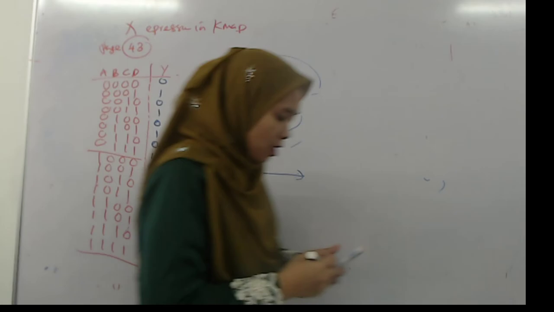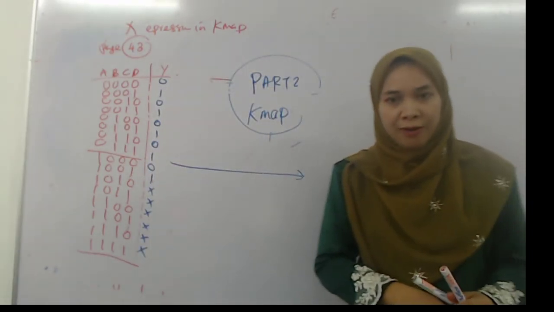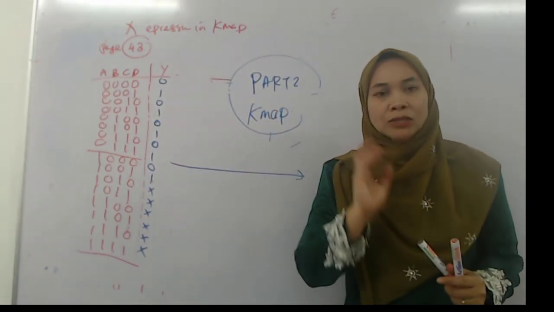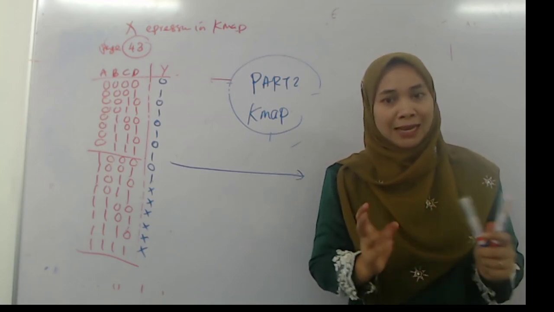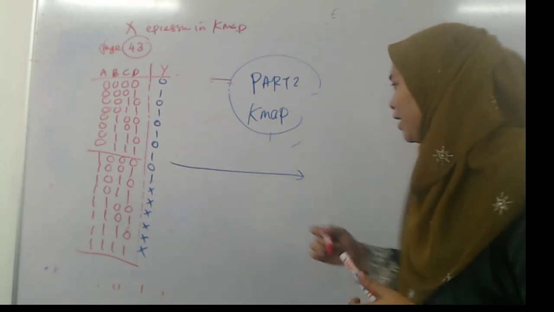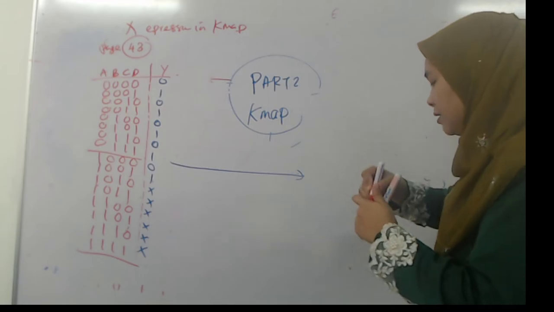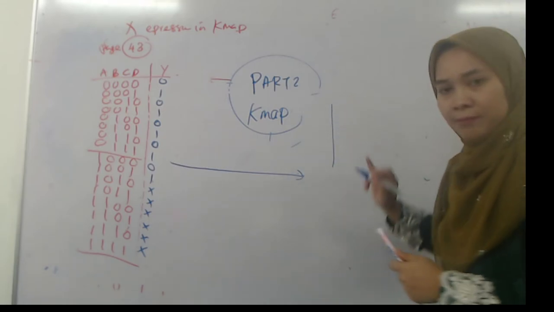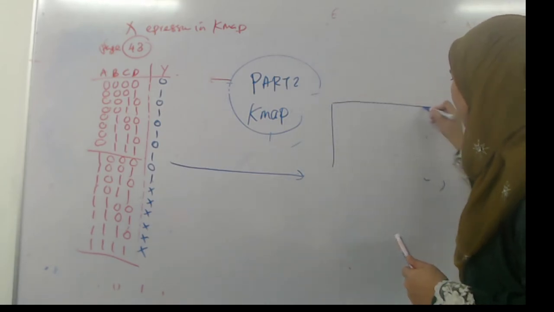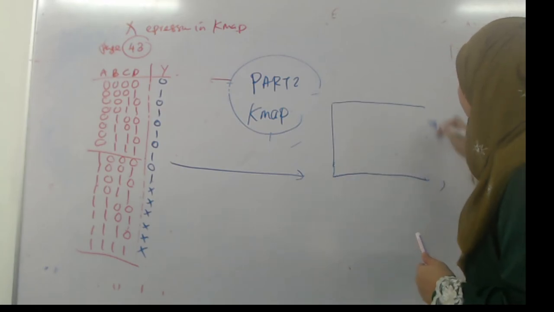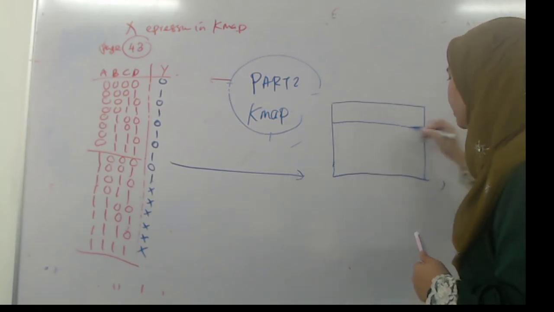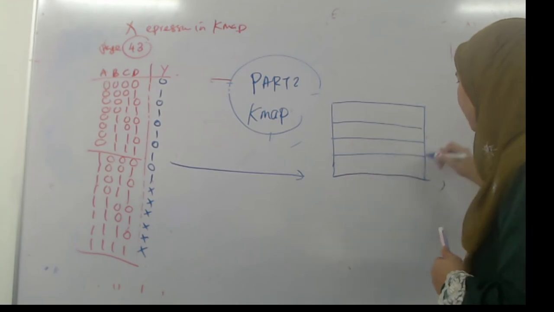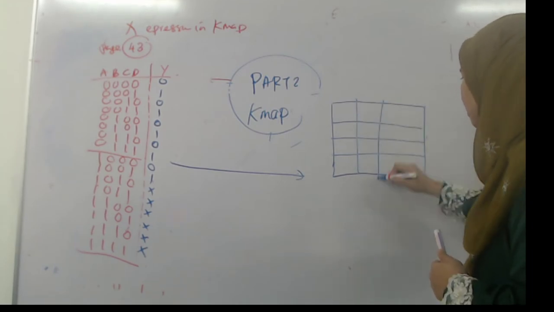Alright, let's do it. This is 4 variables, which means the total number of cells is 16. Remember? This one you have to memorize. The blue color, can you see it? We have 16 cells. So 1, 2, 3, 4. 1, 2, 3, 4.